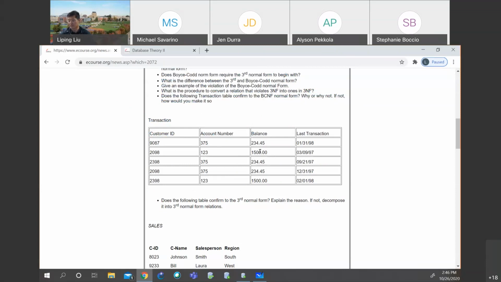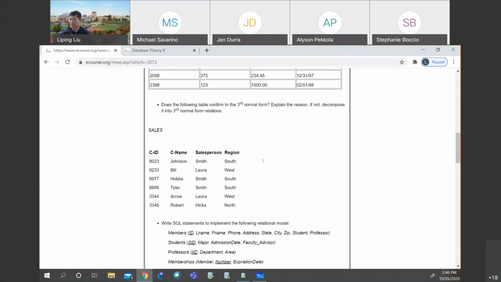So remember that if anything violates second normal form or third normal form, it will definitely violate Boyce-Codd normal form, because Boyce-Codd normal form is more stringent than third and second. Make sense? Now let's look at the next table.